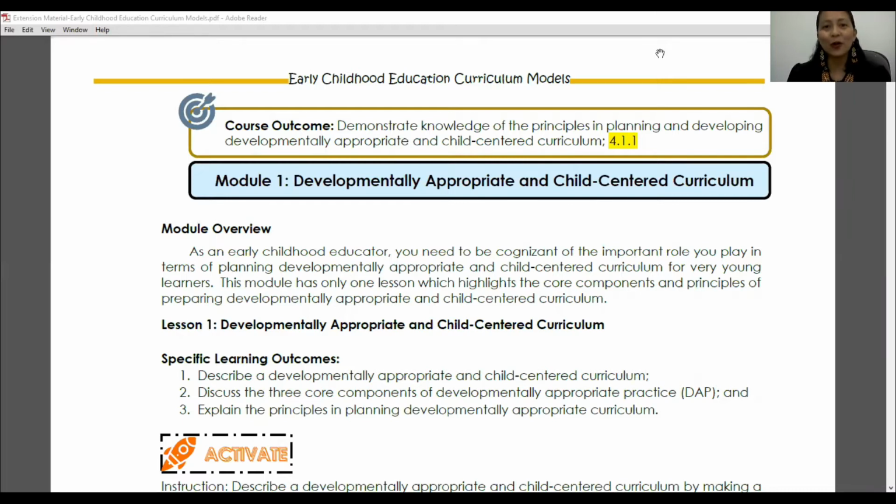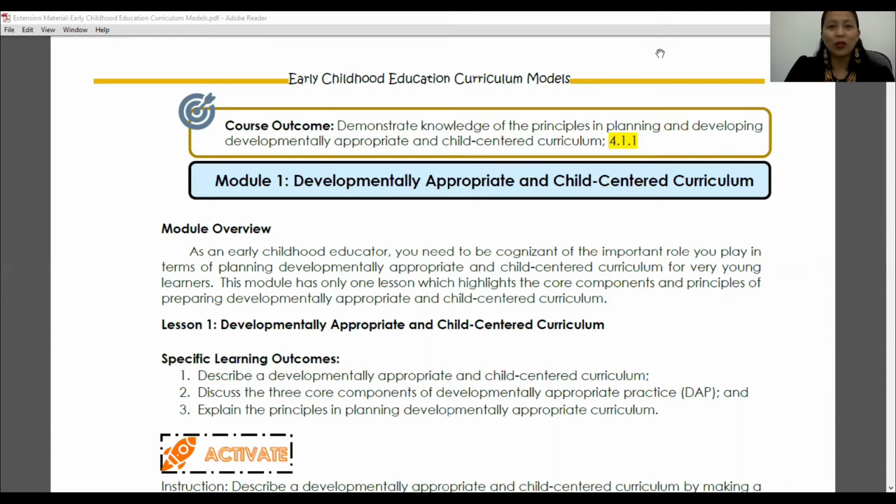For today's video, we're going to talk about Module 1 for the module in Curriculum Models. And particularly for this day, we're going to discuss Module 1, Lesson 1. Now, Module 1, which is entitled Developmentally Appropriate and Child-Centered Curriculum, has only one lesson. And today, we're going to talk about this lesson.